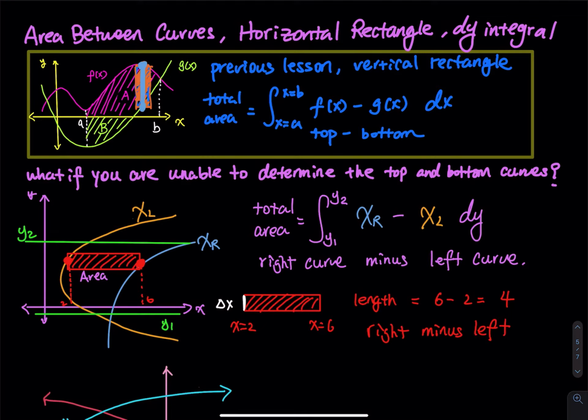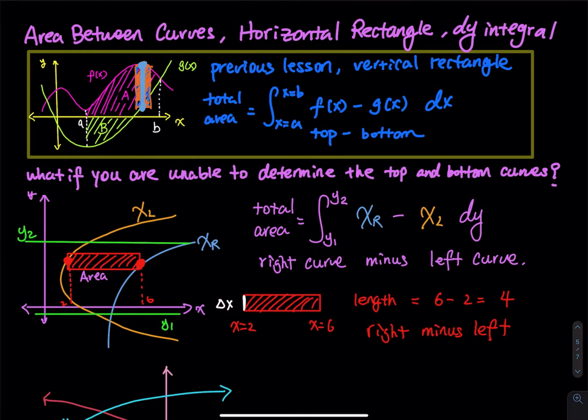All right? And then case 2 is when you are unable to determine the top and the bottom curve. That happens a lot. So let's say in the graph right there, I have two graphs for you. One is XL and the other one is XR. XL is the orange curve, that is the left curve, and XR is the right curve, which is the blue curve. So if you look at the area bounded by the orange curve, the blue curve, and y1 and y2, you can see that you are not able to determine the top and bottom, right?